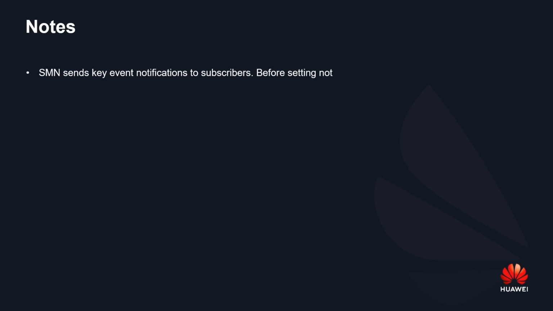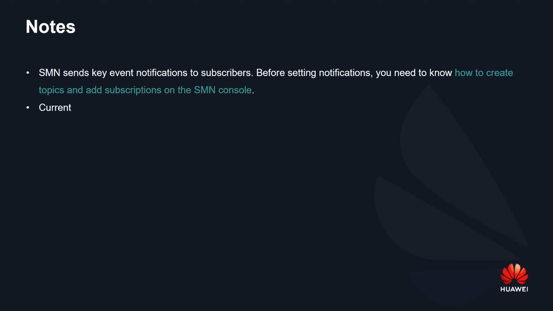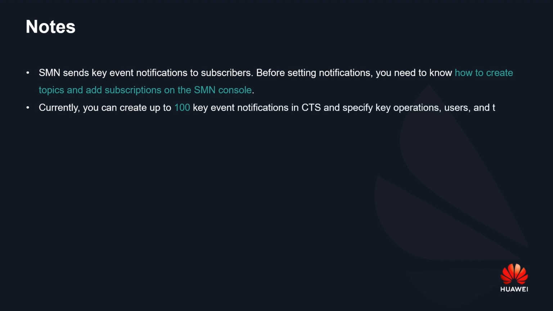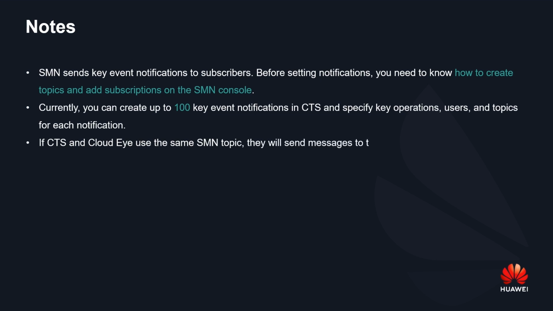Before setting notifications, you need to know how to create topics and add subscriptions on the SMN console. Currently, you can create up to 100 key event notifications in CTS, specifying key operations, users, and topics for each notification. If CTS and CloudIDE use the same SMN topic, they will send messages to the same targets, but the message content will be different.